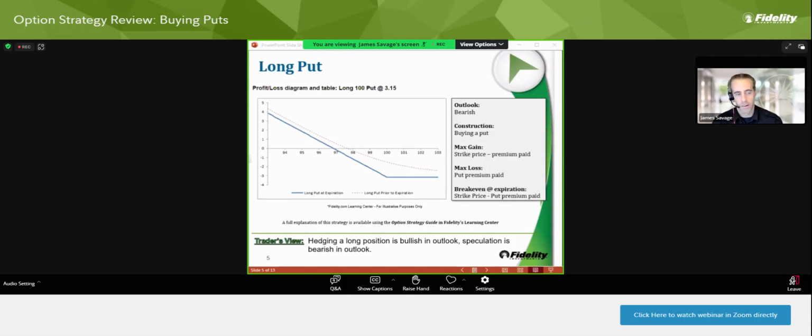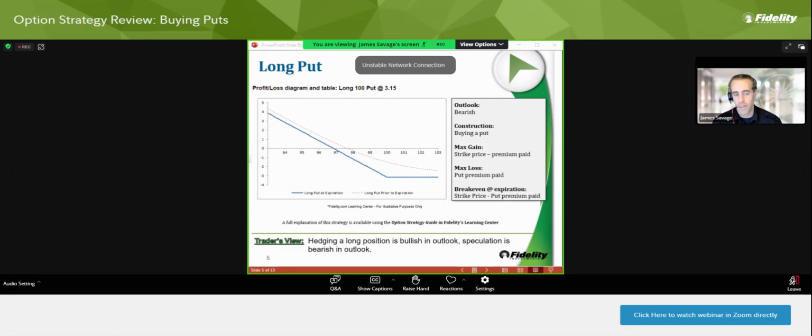Now, when you are long a put, it's the same thing as being a buyer of the put or a holder of the put. Those are three terms that can be used more or less interchangeably. Again, buying a put, long a put, or holding a put, when it's just a singular put trade and that's all that you have, that's going to be the strategy.